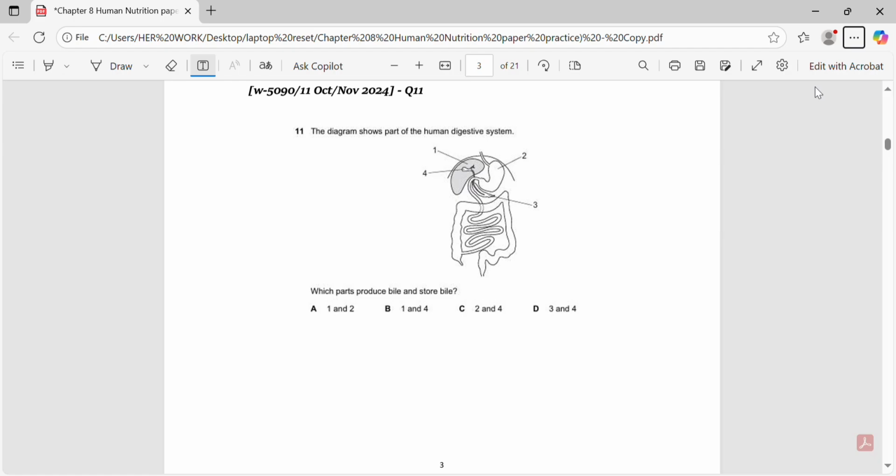Now coming on to the MCQ, the first one says, the diagram shows part of the human digestive system. Which parts produce bile and store bile? We have 4 labeled parts, 1, 2, 3, and 4. Now remember, bile is produced by the liver and stored in the gallbladder. Looking at the diagram, part 1 represents the liver and part 4 represents the gallbladder. So the parts that produce and store bile are 1 and 4. Therefore, the correct answer is option B.